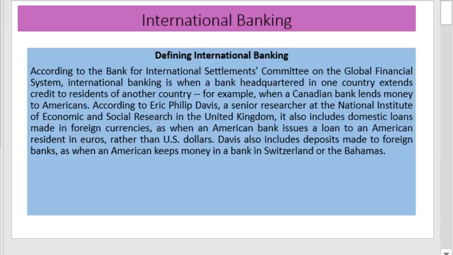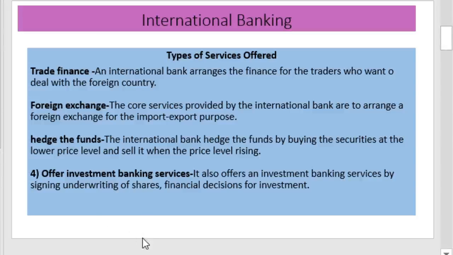It also includes deposits made in foreign banks. When an American keeps money in banks in Switzerland or the Bahamas, it is termed international banking. If a resident keeps a deposit in another country, it can also be considered international banking. These are some of the definitions of international banking. Now, the types of services offered by international banks.